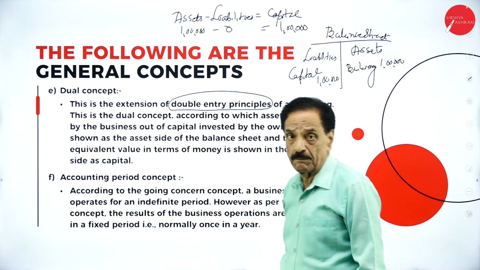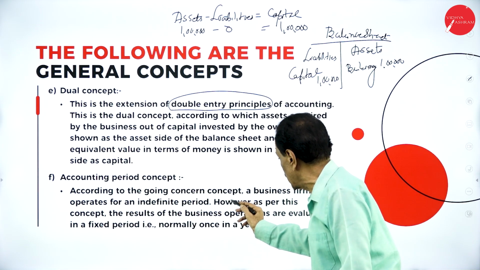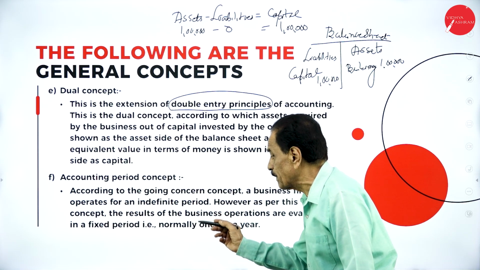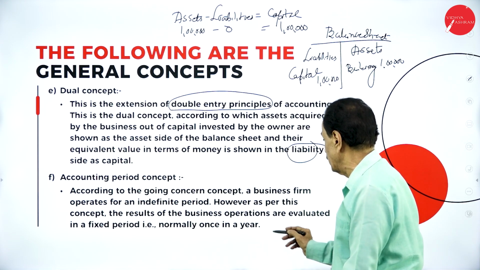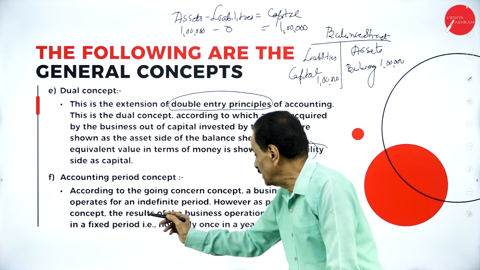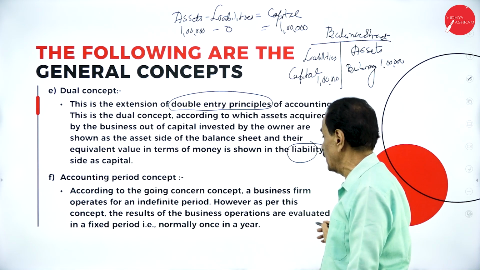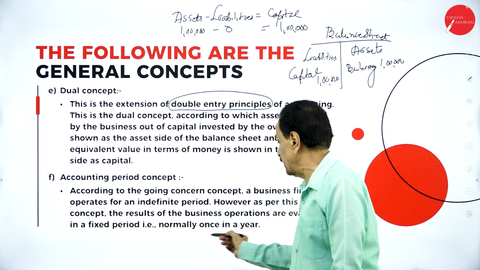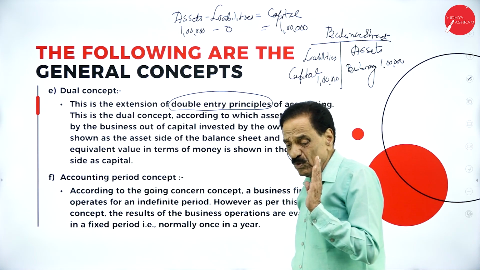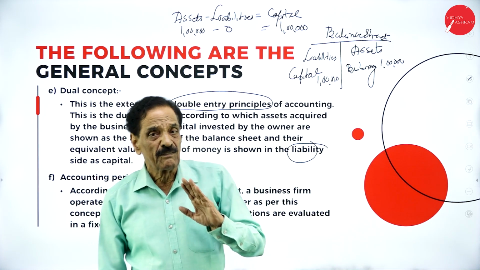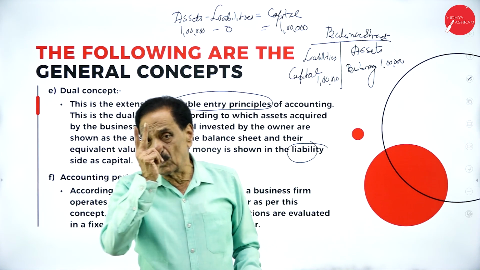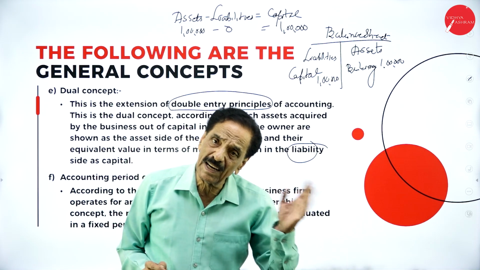Accounting period concept. According to the going concern concept, a business firm operates for an indefinite period. However, as per this concept, the results of the business operations are evaluated in a fixed period, normally once a year. So, the accounting period starts from, there are 2 ways. One is called the financial year, one is called the calendar year.